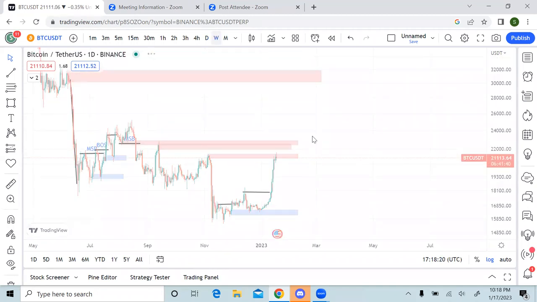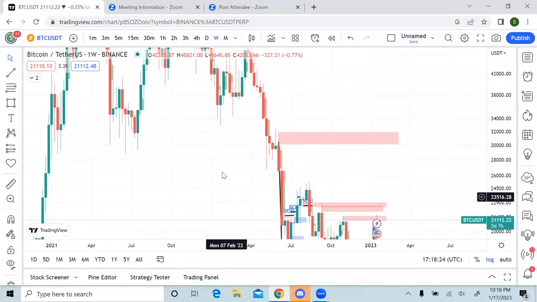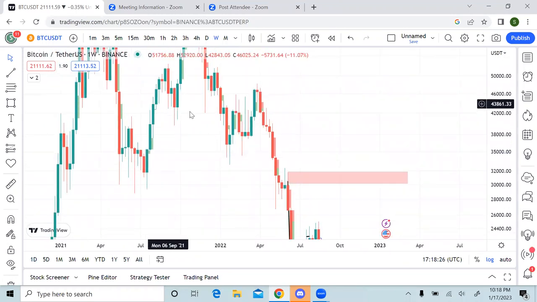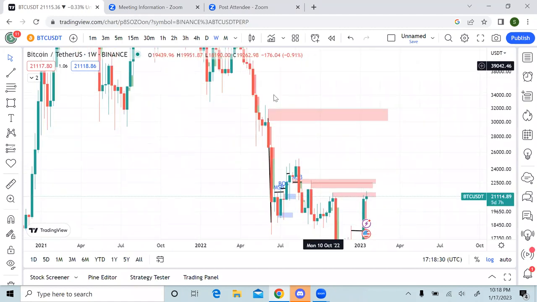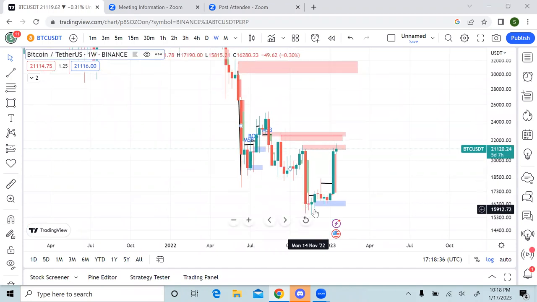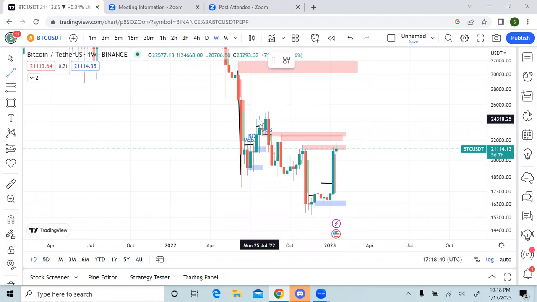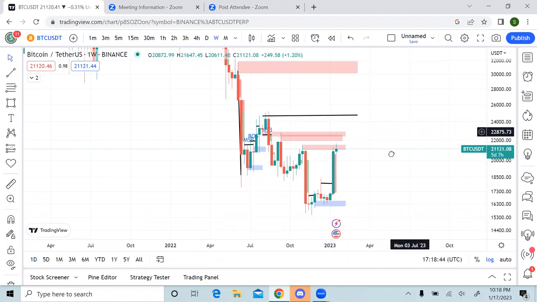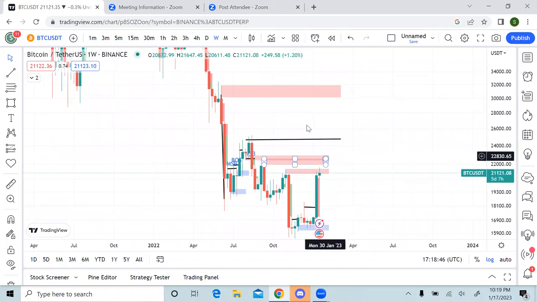If you see this one, the trend is shifted here. Okay, CHoCH, lower low, lower high, lower low, this is lower high, lower low, lower high, lower low. This one will be our lower high. But before that lower high, there will be a trend shift as well. When these are broken, that will be CHoCH.